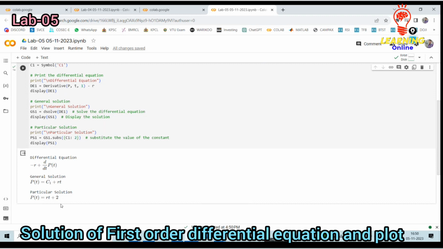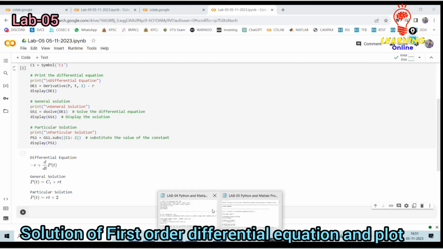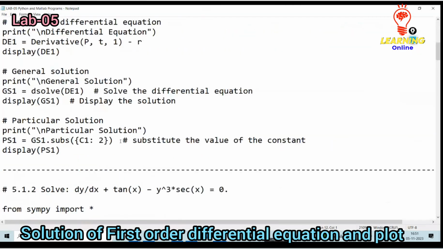Then second, what I need to do? Simply I have to go for code. Then I will take the second code.